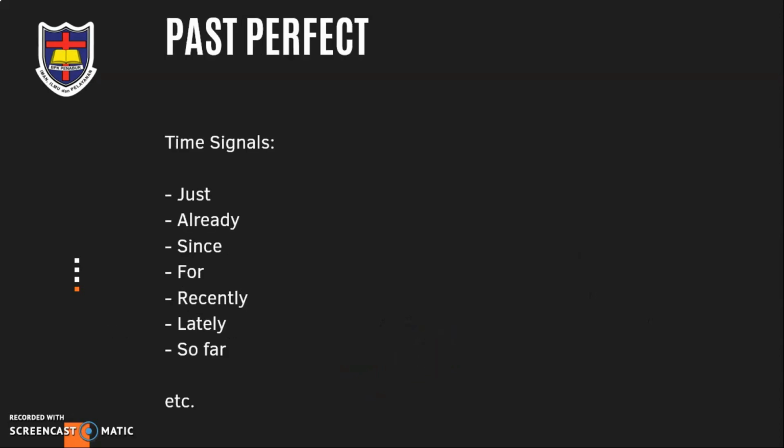Okay, next. There are some time signals that can be used for past perfect. But as you can see on your screen, actually past perfect time signals are almost the same as present perfect. But be careful, past perfect and present perfect are on different time lines, or in different grammar lines. So even though the time signals are the same, you must be careful about the function when you use them.